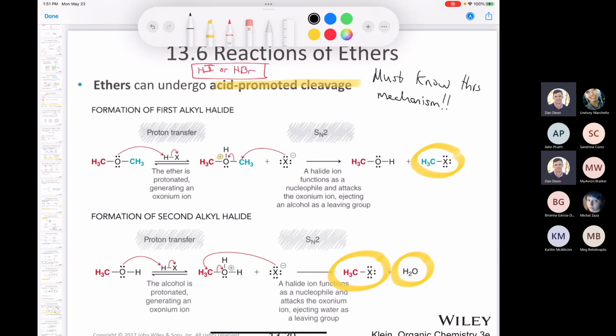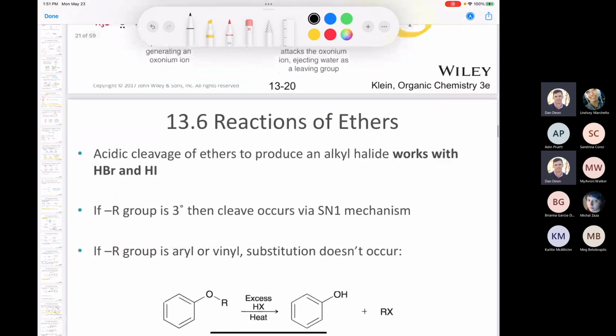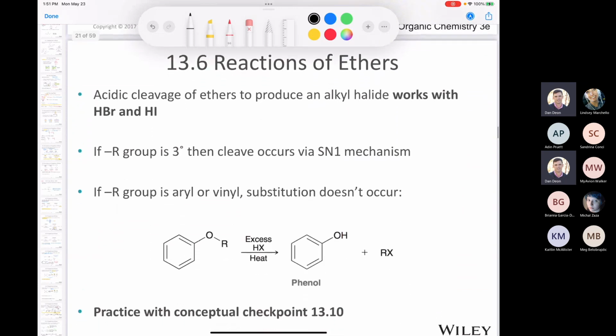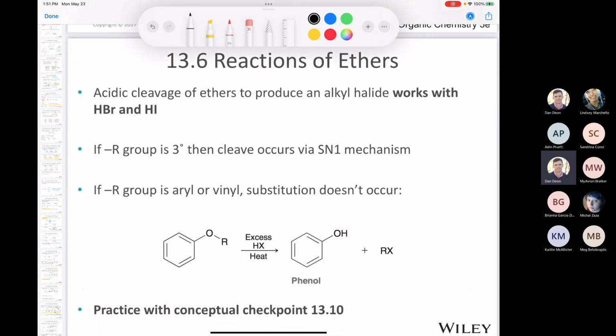And there is an exception to this acid-promoted cleavage, and that is, first of all, if you have a tertiary group, it doesn't go by an SN2, it cleaves by an SN1, but that's neither here nor there. The main thing you got to know is if you have an aryl group or a vinyl group. So we have an aryl group here, so just an aromatic ring, or a vinyl group. So that would mean something like this. So this would be a vinyl group.